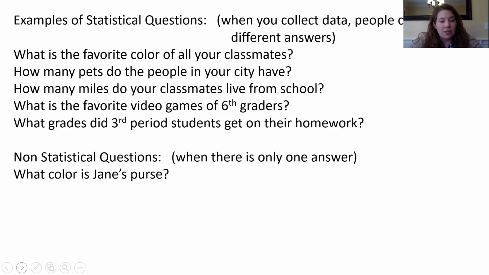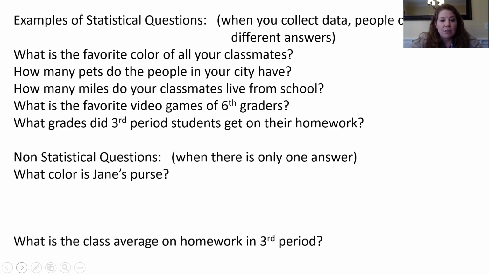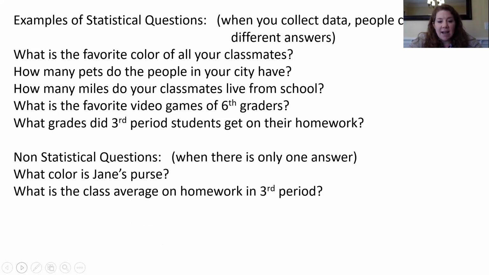Well, there's only one answer to that question, right? Even if it's a multicolored purse, that's the only answer. It's a multicolored purse. What is the class average on homework in 3rd period? Now that's different from this question, right? This one's asking for one average for the whole class. Well, there's only one answer, so that is a non-statistical question.